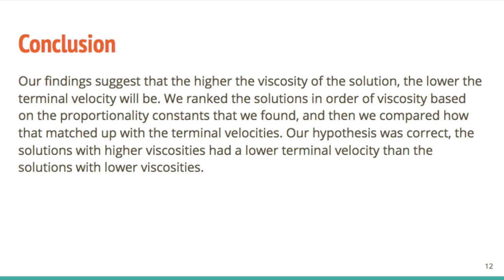Our findings suggest that the higher the viscosity of the solution, the lower the terminal velocity will be. We ranked the solutions in order of viscosity based on the proportionality constants that we found, and then we compared how that matched up with the terminal velocities that we calculated. And our hypothesis ended up being correct because the solutions with higher viscosities had lower terminal velocities than the solutions with lower viscosities.